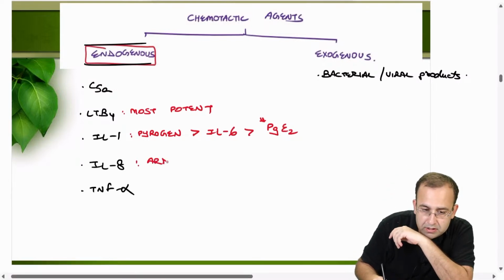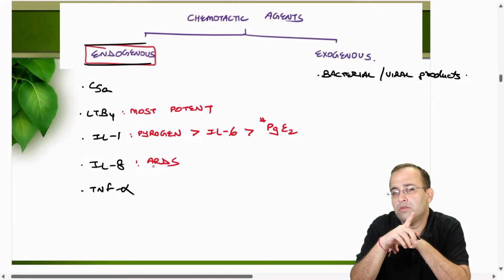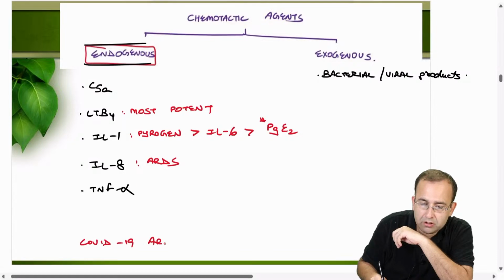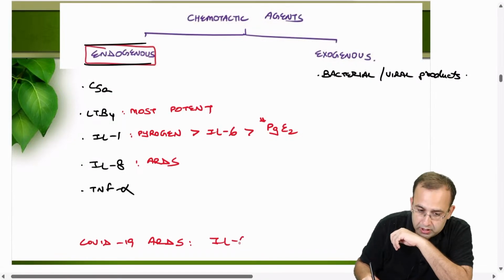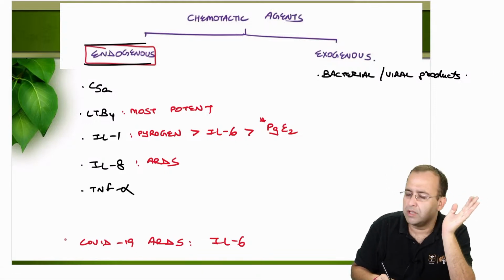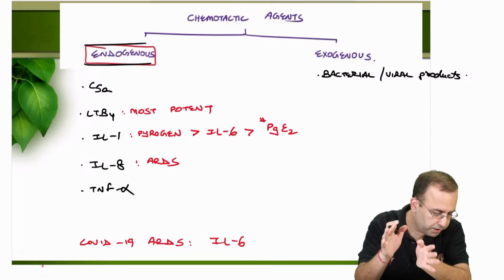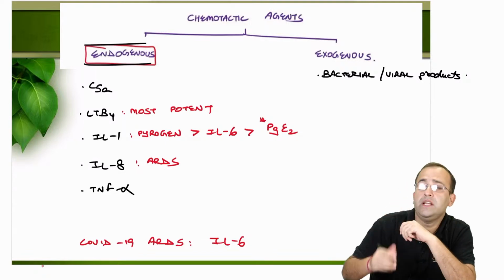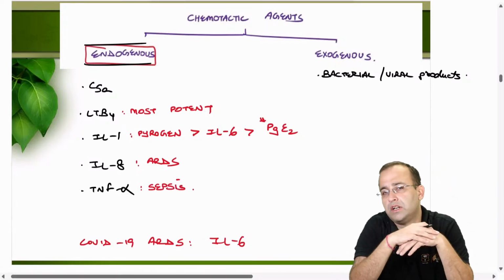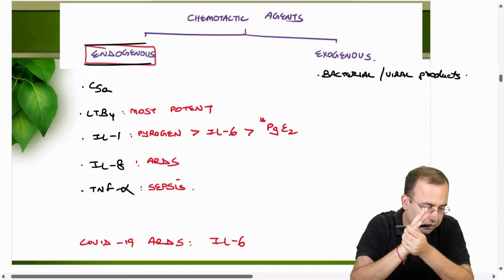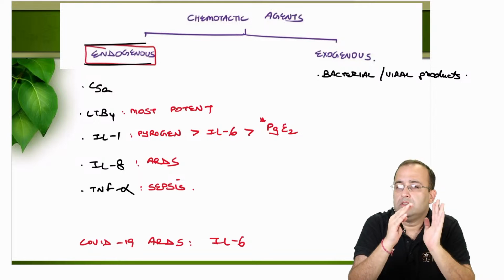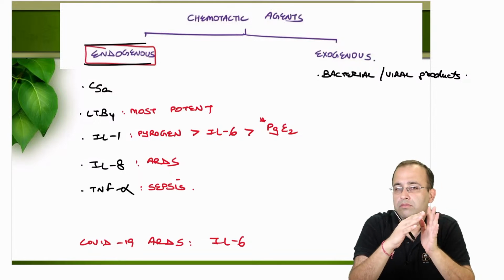Interleukin 8 plays a role in ARDS, acute respiratory distress syndrome. But if COVID-19 ARDS is asked, then the main cytokine associated is interleukin 6, increased levels of which are a poor prognosis in COVID-19. But we do not expect a question on COVID to be asked now. Thankfully, the pandemic is over. Next, TNF alpha, tumor necrosis factor alpha, plays a major role in sepsis. So these are the chemotactic agents.